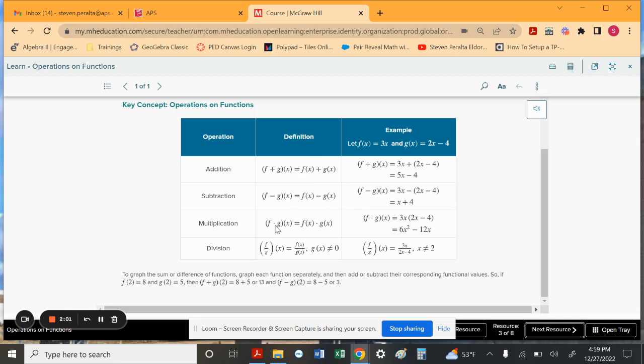F dot. Now notice the big difference here. This is a dot, not an open circle. So f dot g means multiplication. That would be f of x times g of x. And f over g of x means division, f of x divided by g of x. Of course, g of x cannot be 0 because we cannot divide by 0. That's just terminology. That's just how we write them, and then this is how we actually do them. So we'll go into some examples as we go through this lesson plan.